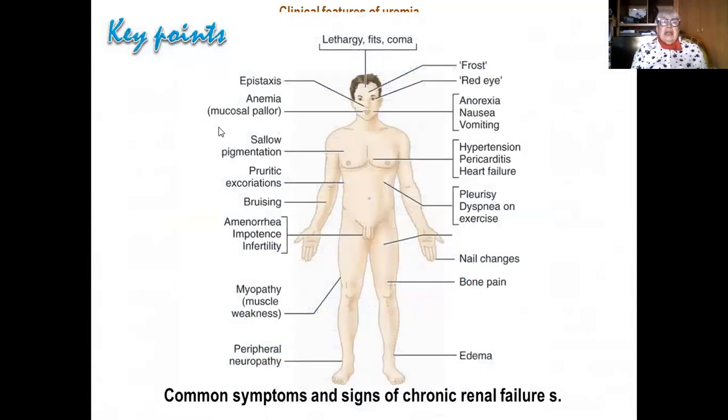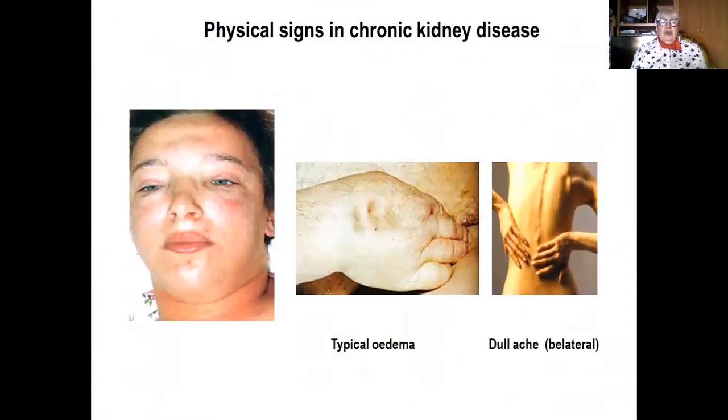So let's go, and here this picture shows us the common symptoms and signs of chronic kidney failure. And as you see here, there is no place on the body where you won't receive some disorders. So that's why the kidneys are a vital, important organ. And we have to understand that, to prevent the terminal stages. So I want to show you quickly the physical signs in chronic kidney disease.